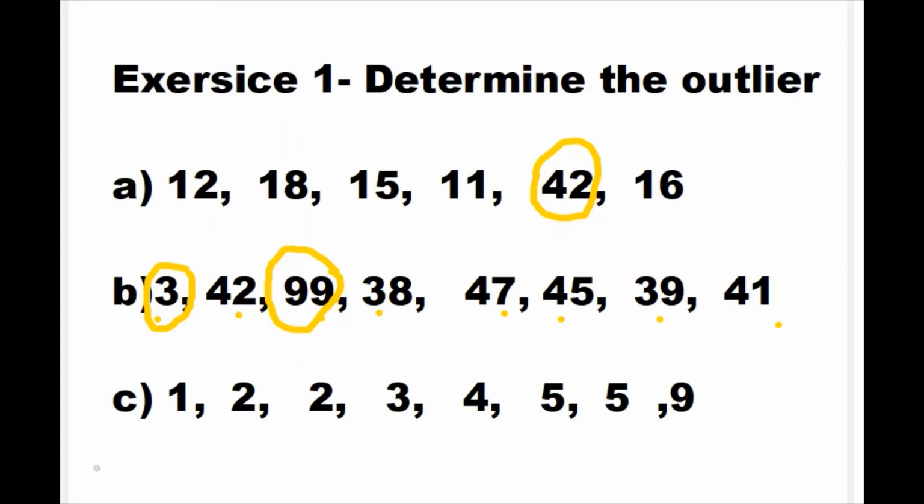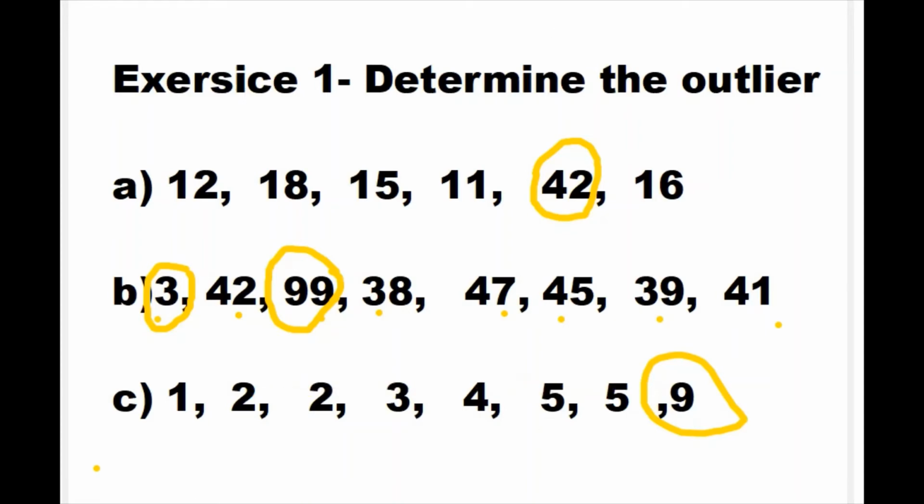Then we move to C. We have 1, 2, 3, 4, 5, and then we have 9. We can see that 9 is an outlier because it just doesn't blend in. We have 1, 2, 3, 4, 5, and then we skip a whole bunch of numbers and go straight to 9. So that's our outlier because it's much larger than the other numbers in our sequence.